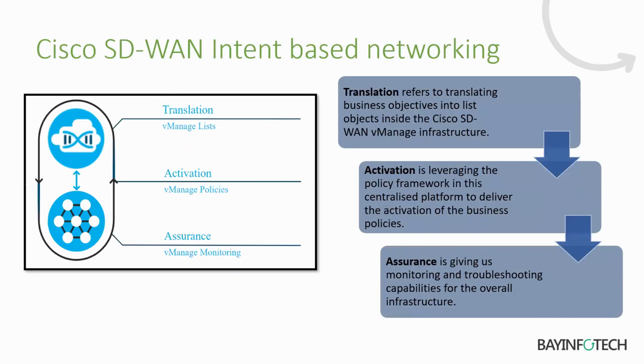SD-WAN is also referred to as intent-based networking. Let's look at how it simplifies things for us. Intent-based networking boils down to three main aspects: translation, activation, and assurance.